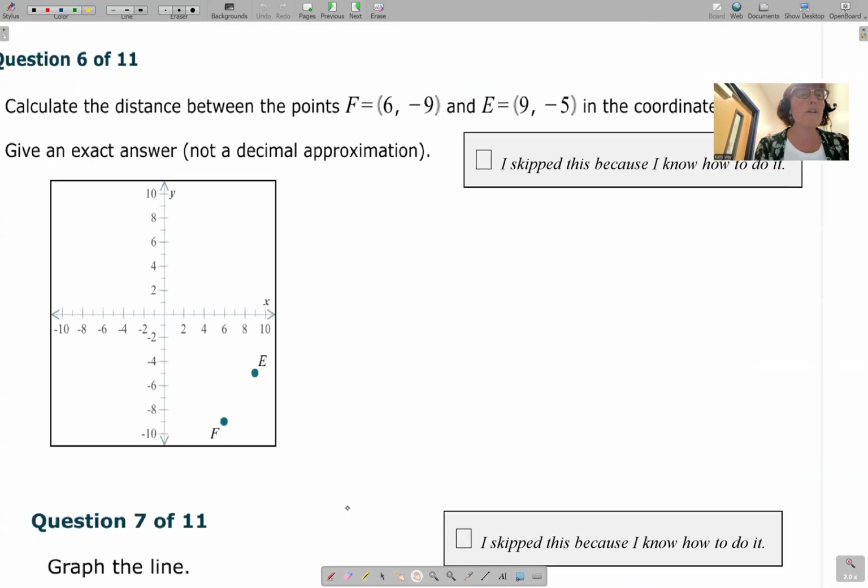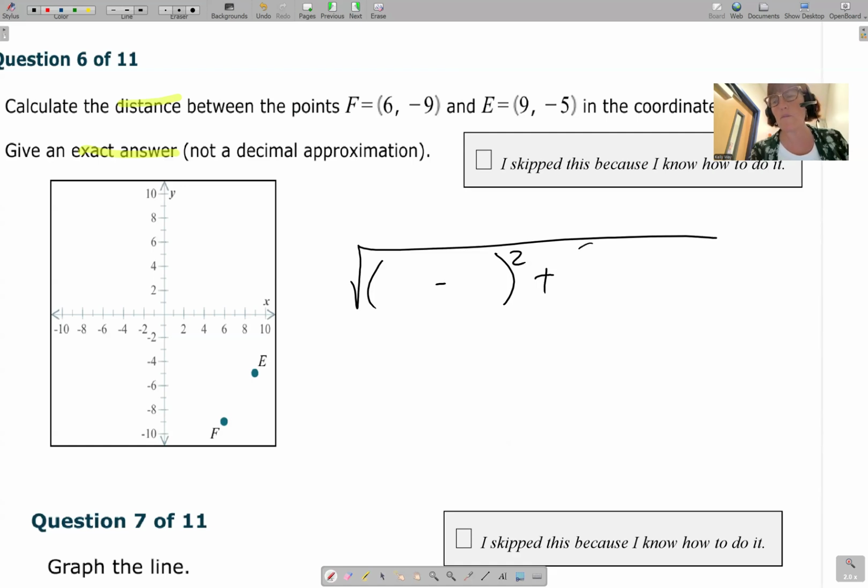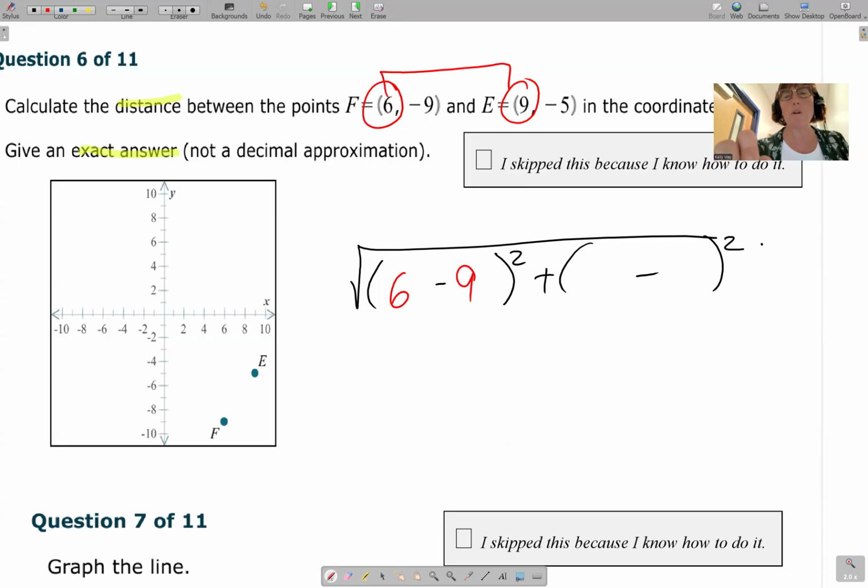It says we want to find the distance, give an exact answer. Distance formula, you're going to use the template. I always recommend you write the template first, and then circle your x's. Notice I'm working left to right. Box your y's, left to right.